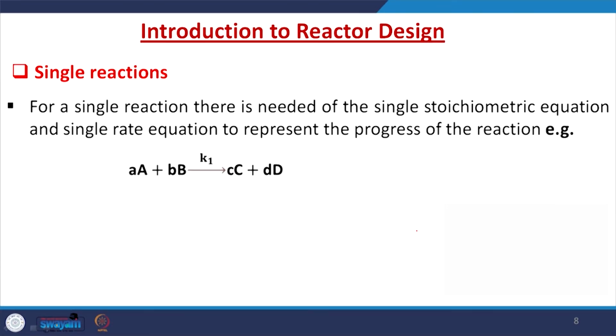Now, again come back to the single reaction. For a single reaction, there is a need of a single stoichiometric equation and a single rate equation. These two things represent the progress of any kind of reaction. Here you can see that in this equation, both A and B are the reactants, and their stoichiometric numbers are correspondingly in small letters. k1 is the rate constant, and similarly C and D are the products, with corresponding stoichiometric numbers c and d.